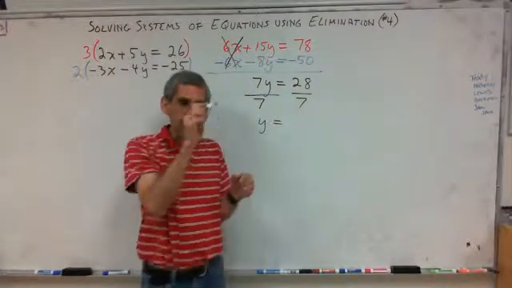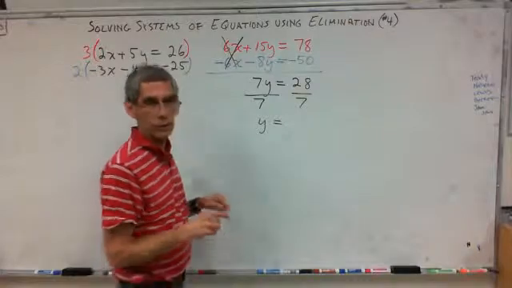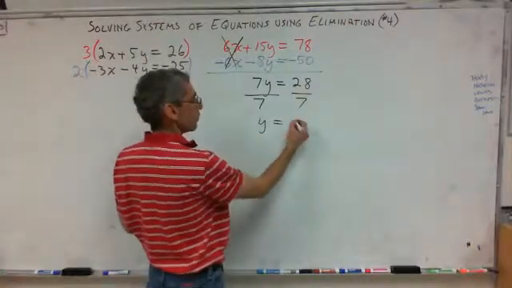Right, because then it wouldn't make it full numbers? Exactly. Good point. That's a really good point. Exactly. All right. So what is that? 4, right?